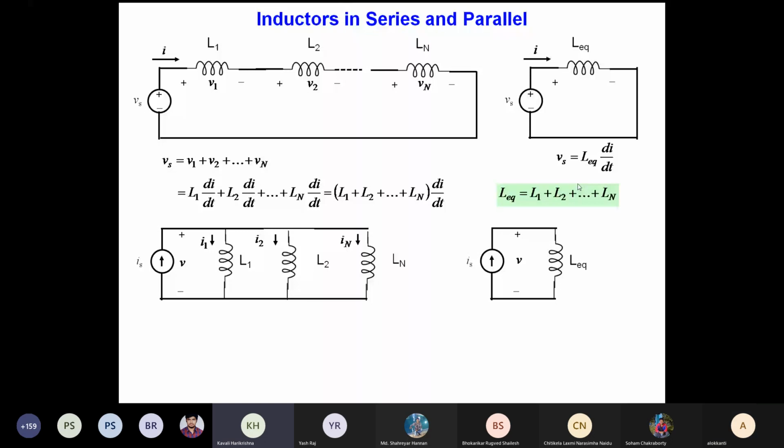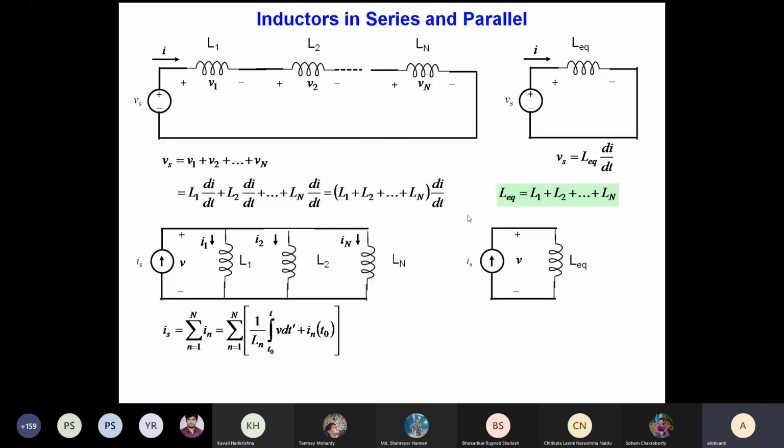We can add currents: Is is equal to I1 plus I2 till In. So your Is is basically the summation of In, and each of these In is given by the expression 1 by Ln integral of V dt plus In(T naught), where this small n is varying from 1 to n.